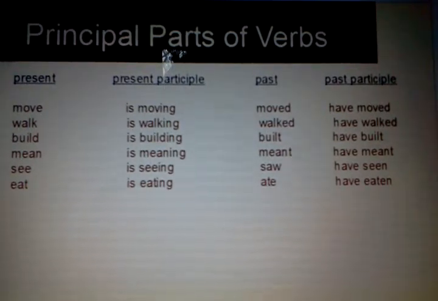They mean, for example, the verb move: is moving is the present participle form, and have moved is the past participle form. Because we would say, in the past, I moved the box, or I have moved the box. That's the past participle form. But it's not always ed, sometimes it's t, like built, have built, or en, have eaten. So those are the verbs we're looking for in participial phrases.